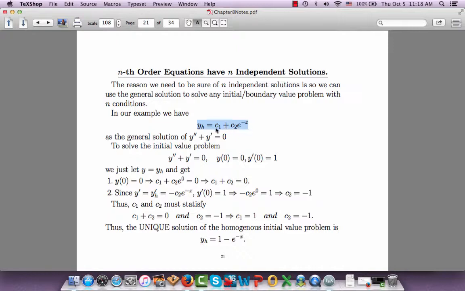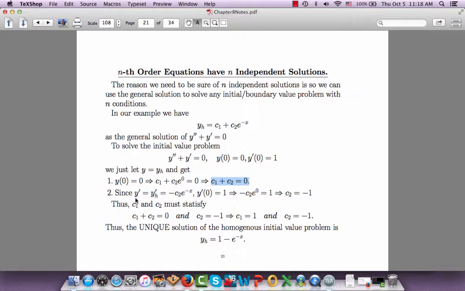Okay? So if I plug in 0 into this function, what do I get? I get c1 plus c2. Well, that has to equal 0. So y of 0 has to equal 0. So c1 plus c2 has to equal 0.